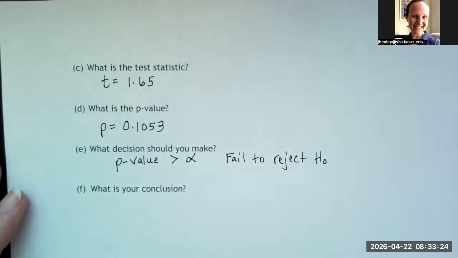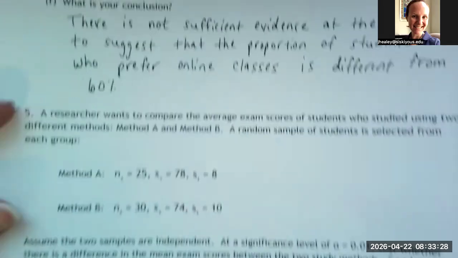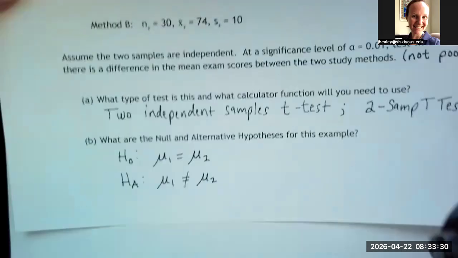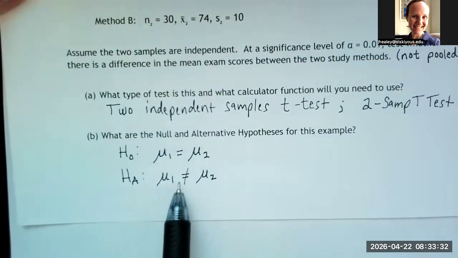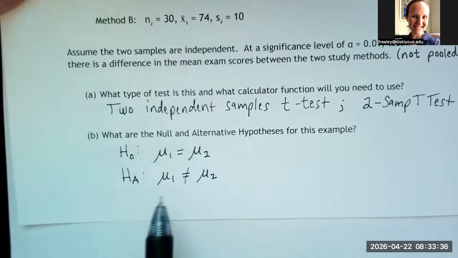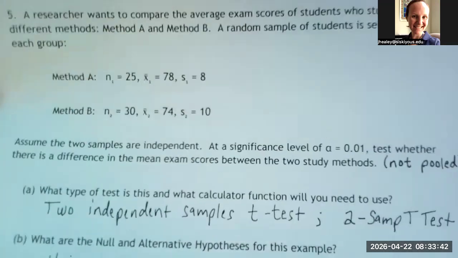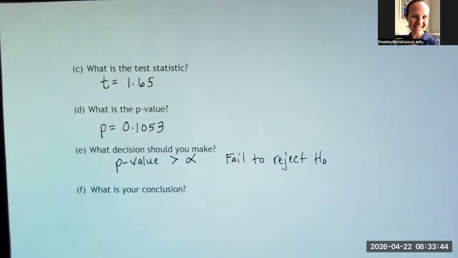And so failing to reject our null hypothesis, in this case, if we go back and look at what we wrote for our hypotheses, we said that the null is that they're equal. So if we're failing to reject it, we do not have sufficient evidence to conclude that they're different.